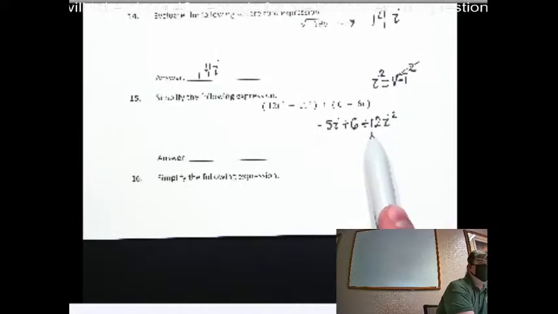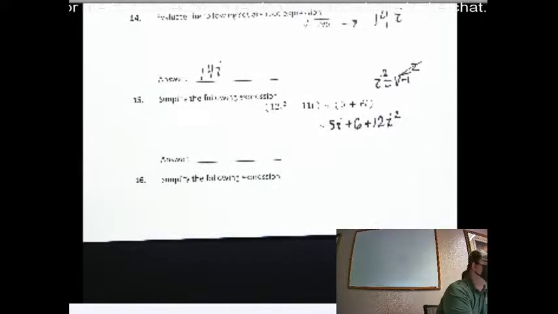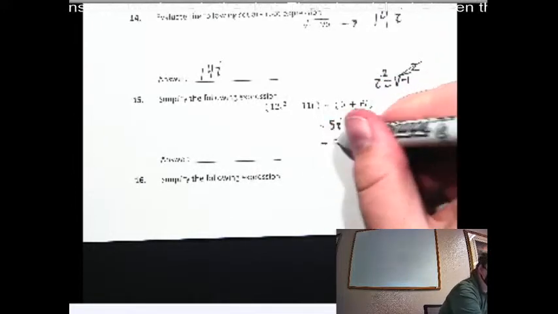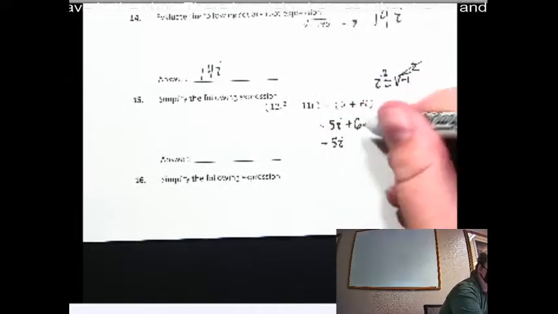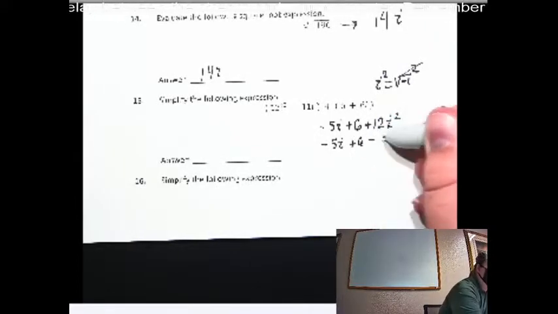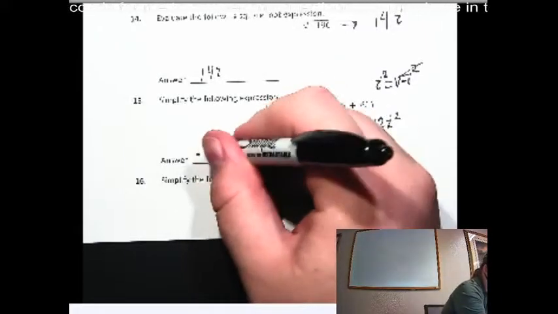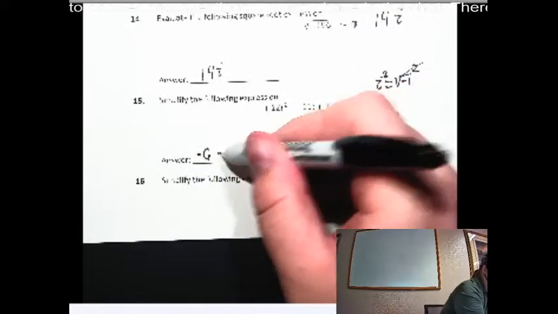So this 12, if it's being multiplied by negative 1, it's going to become what? It'll be negative itself. So what we really have here is negative 5i plus 6 minus 12. So now we have more like terms. We have 6 minus 12. What does that give us? Negative 6. So we get negative 6 minus 5i.